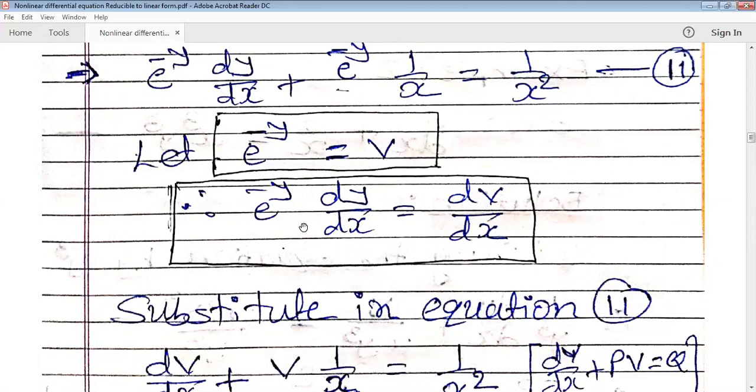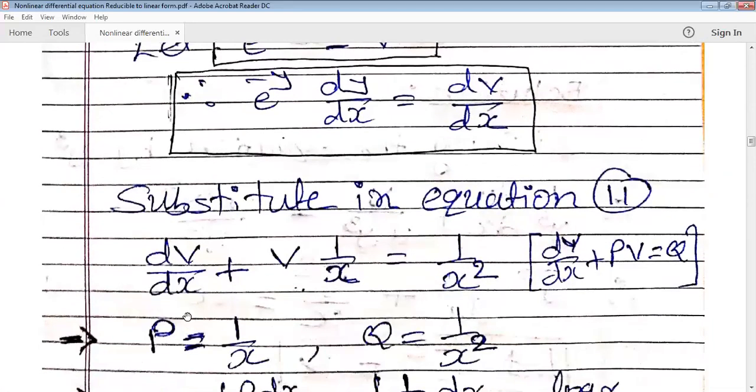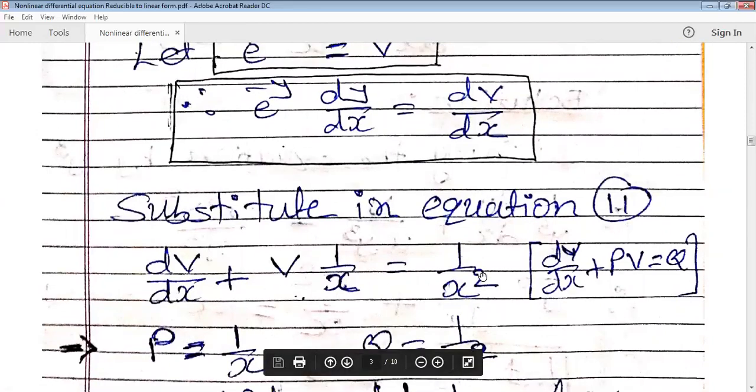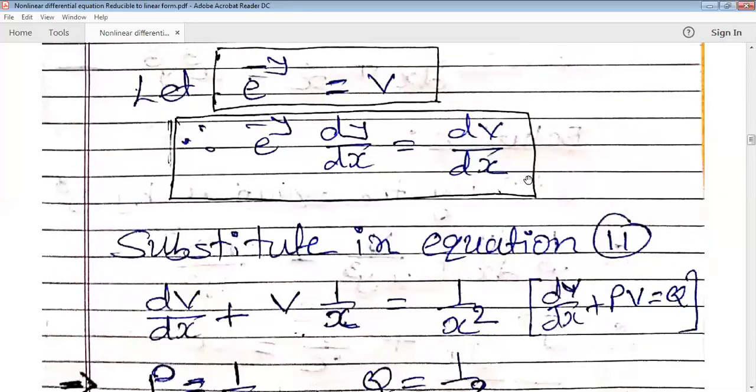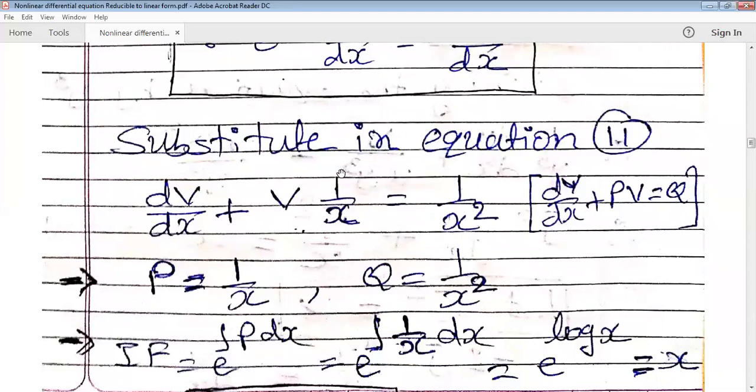So by substituting both values of the bracket into equation number 2, we get dv by dx plus v into 1 by x is equal to 1 by x square. Okay. So students, this is our linear equation. Now our non-linear equation is converted into the linear form. v is our dependent variable, x is our independent variable, and this equation is linear in v.